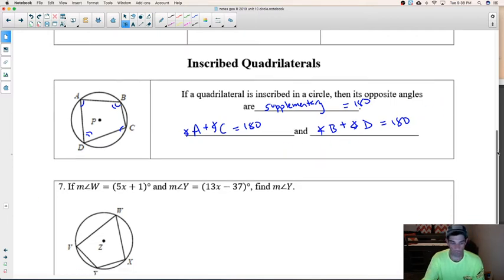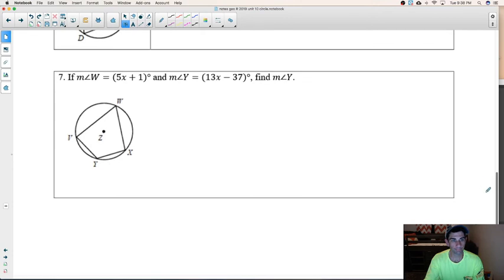Now let's take a look at a practice problem here. So angle W is 5x plus 1. Write that inside, 5x plus 1. Angle Y is 13x minus 37. And then they want you to find angle Y. So if you look, these two angles are opposite. It's a quadrilateral. I have 4 sides. So I'm going to do 5x plus 1 plus 13x minus 37 equals 180, because they're going to be supplementary angles. So let's do some math.